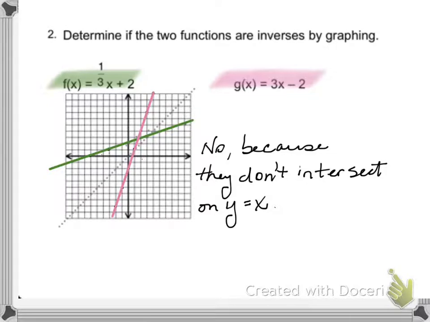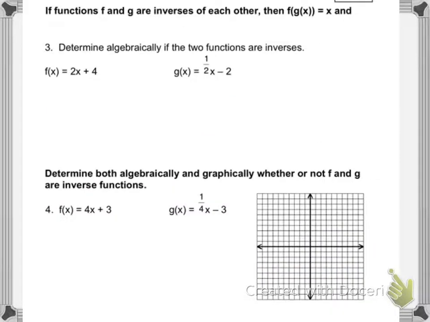And another way you could tell is to read some points. But if you have them on the same graph, it's easy because you can just tell where they intersect. But if you have them on separate graphs like the problem I gave you before, find some points. All right, now looking at the next one, there's a way to do this algebraically. And so that's what we're going to try to do now.